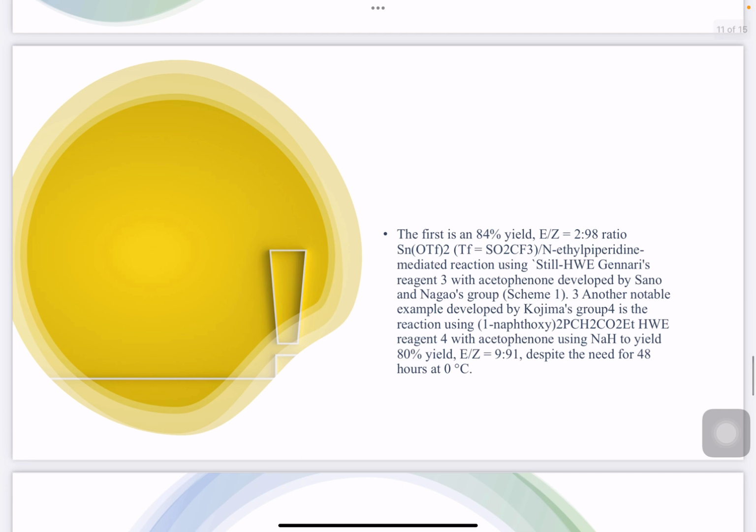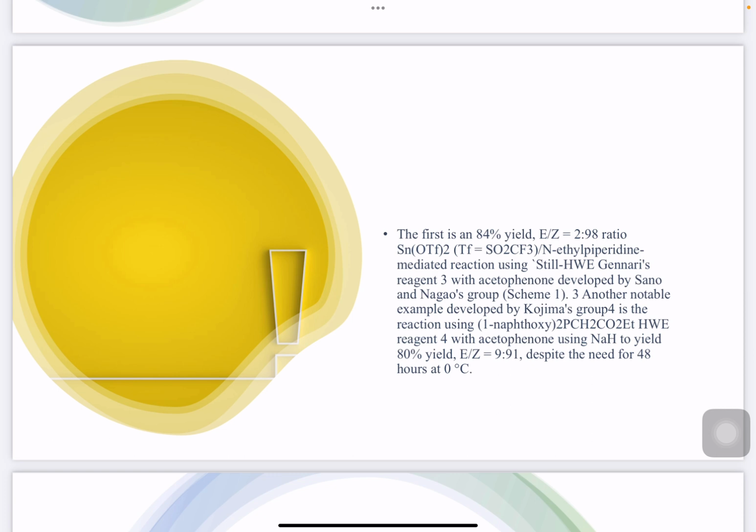Also, this is the continuation of the discussion part. So the first is an 84% yield, E/Z ratio of 2 to 98, with the SnOTf2 and ethyl bipyridine mediated reaction using the Still HWE reagent number 3 with acetophenone, developed by Sano and Nagao's group. That's scheme 1, where SnOTf2 was one of the reagents that are expensive.